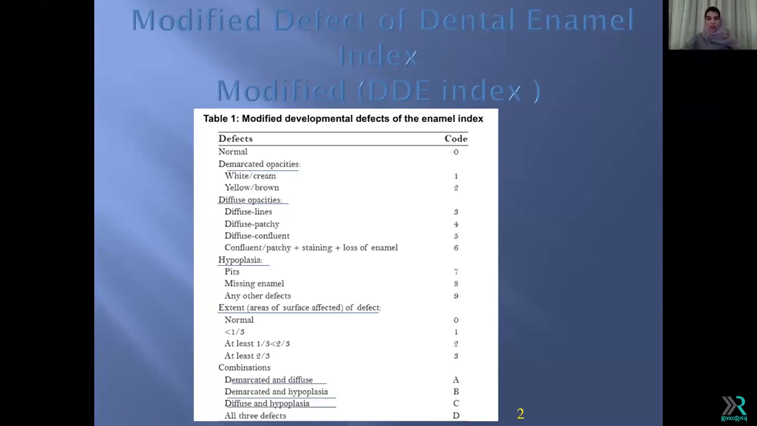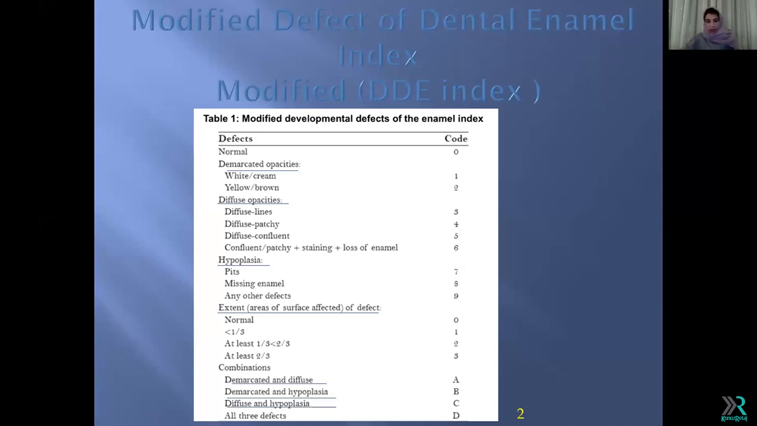One of them is the modified developmental defect of enamel index, giving 2 digits that describe the extent and the type of the lesion, whether it's demarcated, white or cream, yellow or brown, diffuse opacities in the form of lines, patchy, confluent, confluent patchy and staining with loss of enamel, or hypoplasia in the form of pits, missing enamel or any other defect, giving it a code from 1 to 9 in ascending order, and the extent of the lesion.